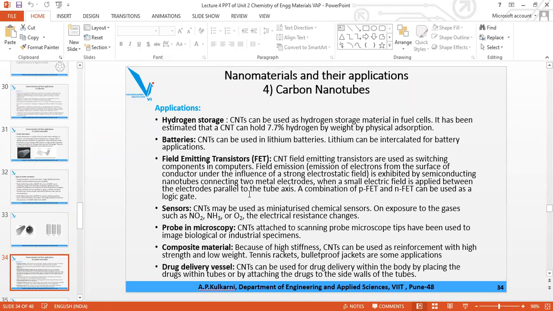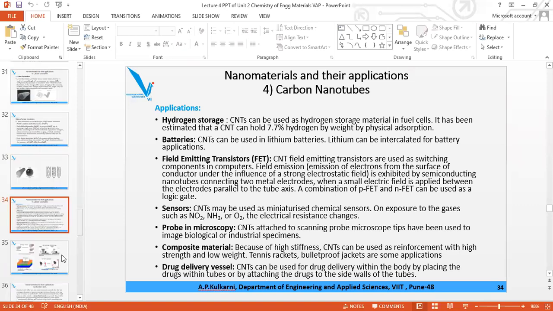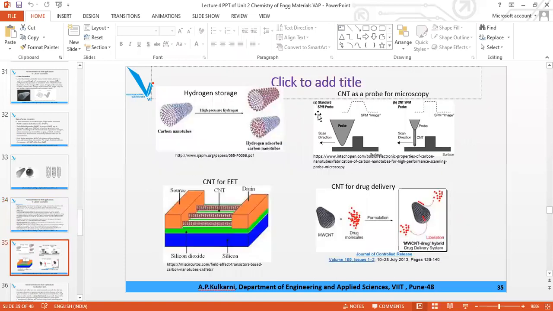So mainly remember, it adsorbs hydrogen and stores it. It is used in lithium batteries because of the conductivity problem. It can sense gas leakage, and it can also detect the presence of various chemicals. It is used as a probe in the microscope. It is used in composite materials and drug delivery for early stage examination, detection, prevention, and treatment. So these are all the applications shown here.